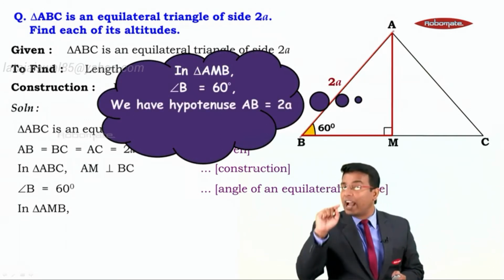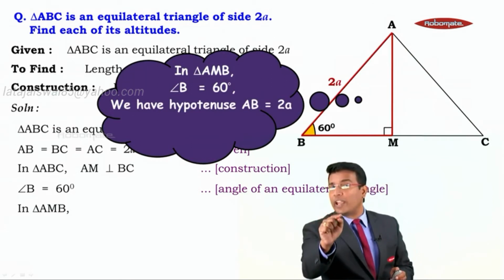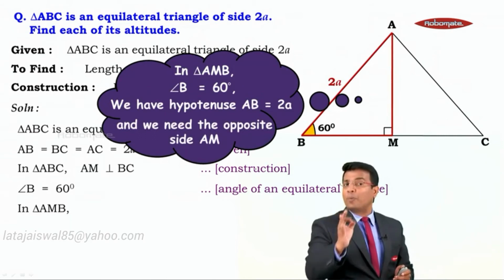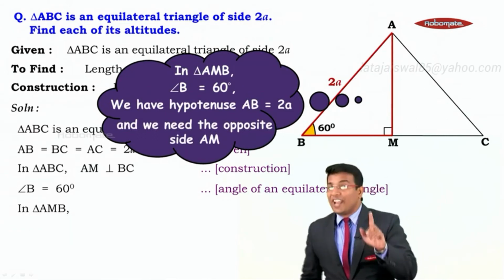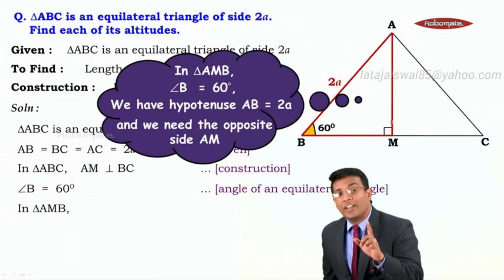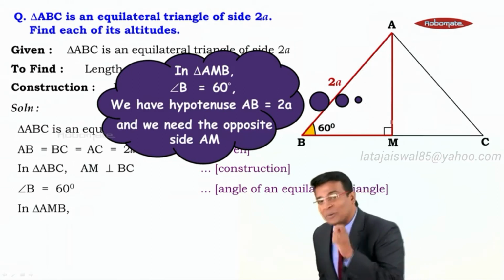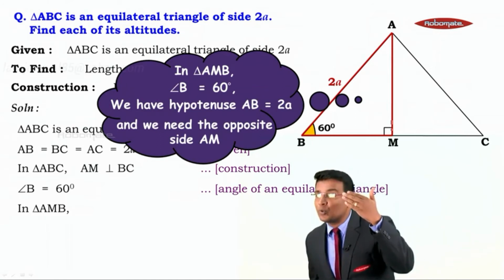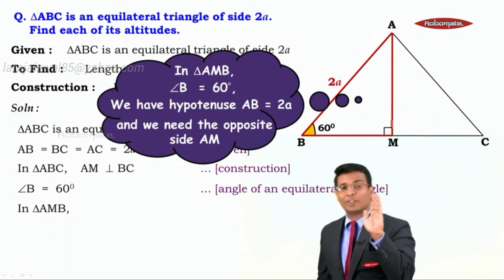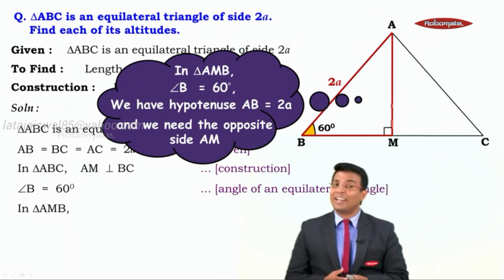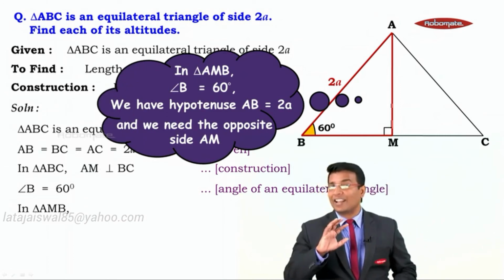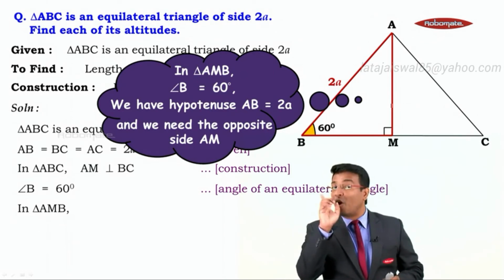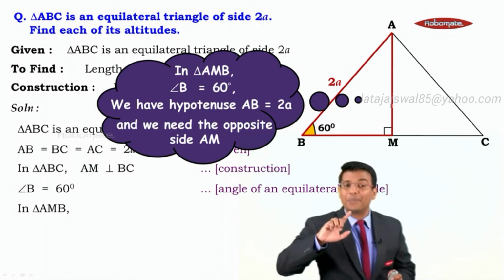And we have the length of the hypotenuse, that is AB, equal to 2A. And what we are supposed to find here is the opposite side, that is AM. So we have a right angle triangle where we have the measure of one of the acute angles given to us. And for that acute angle, we know that the length of the hypotenuse is known to us. And for that acute angle, the length of the opposite side is what we need to find. So opposite side and hypotenuse, right?